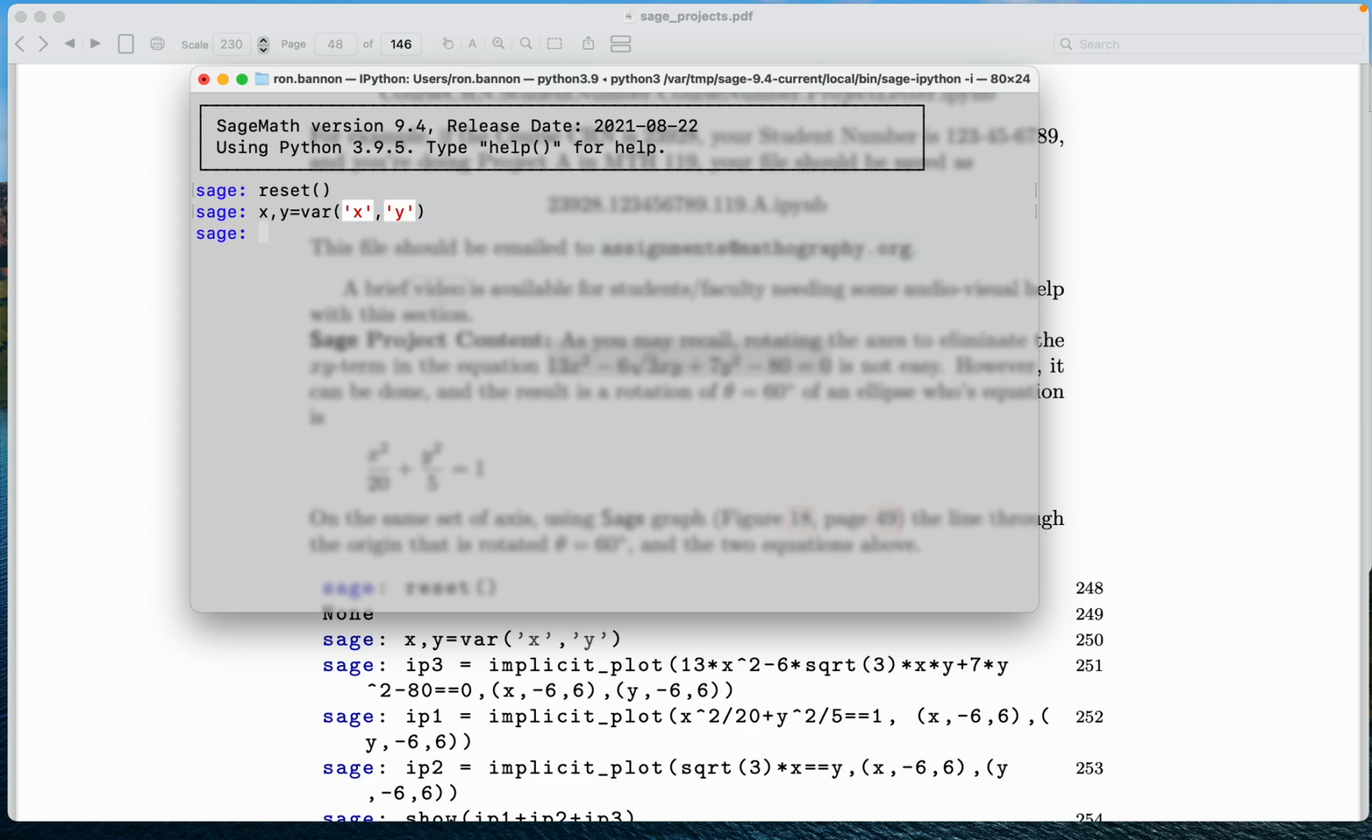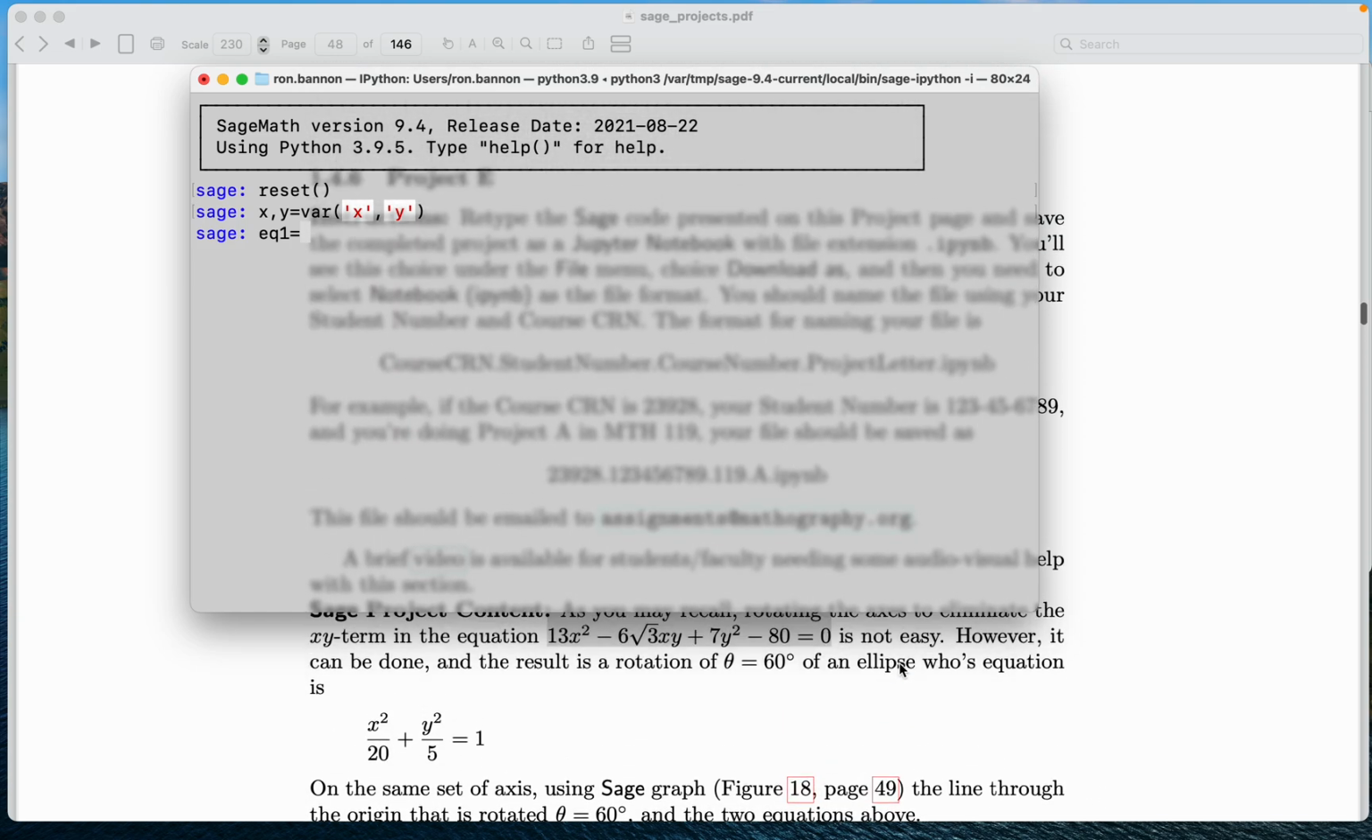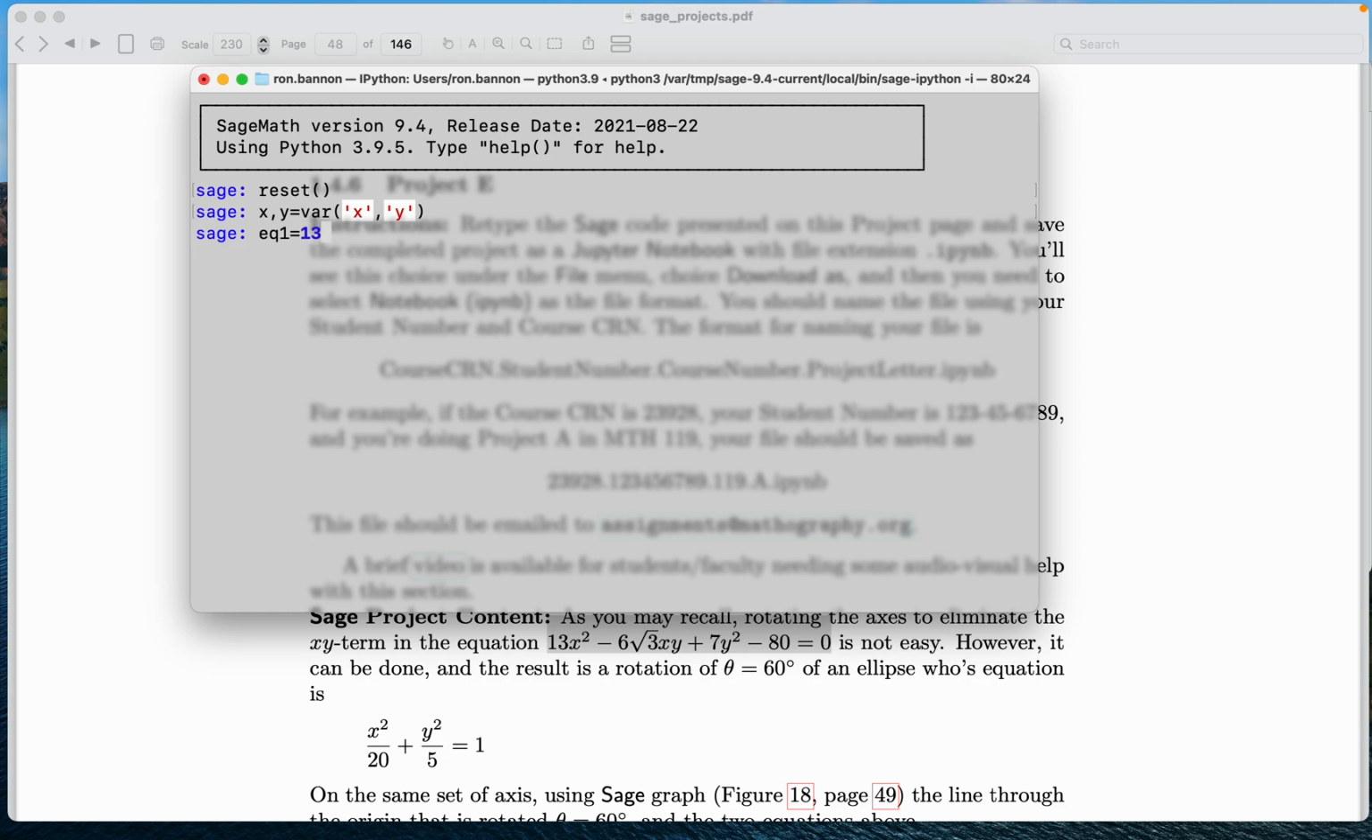Now we're going to do something a little bit different. I'm going to write down equation EQ1. I'm going to assign it. This is not a variable, it's a placeholder. I want to store this equation, which is 13 star x squared minus 6 star square root of 3 star x star y plus 7 star y squared minus 80.